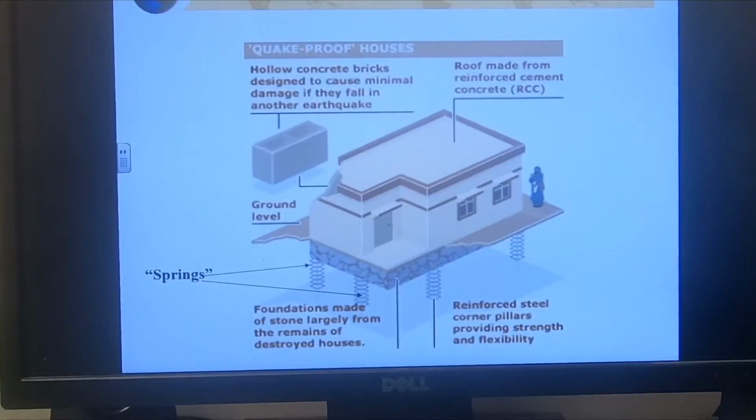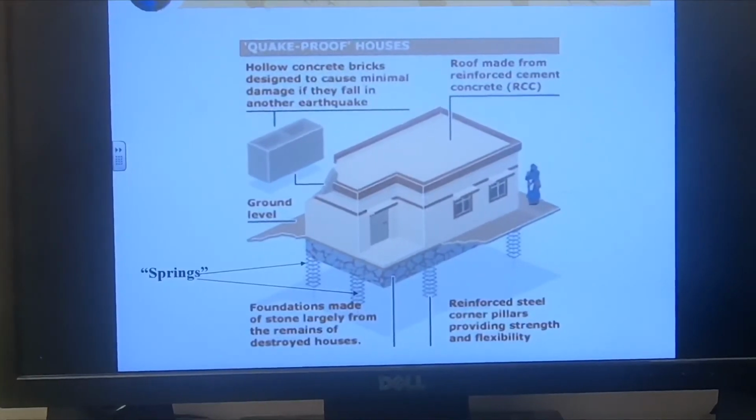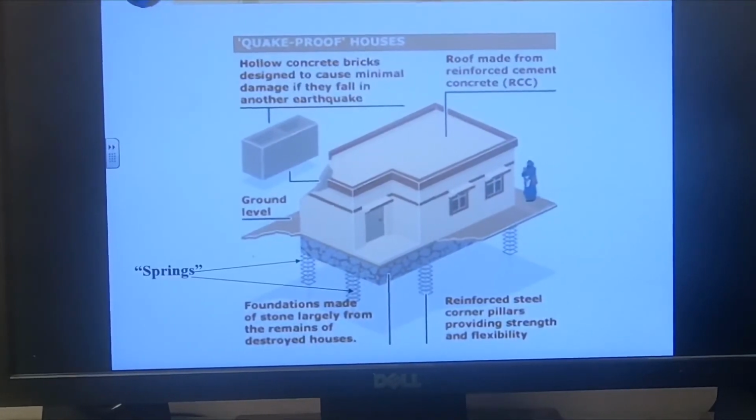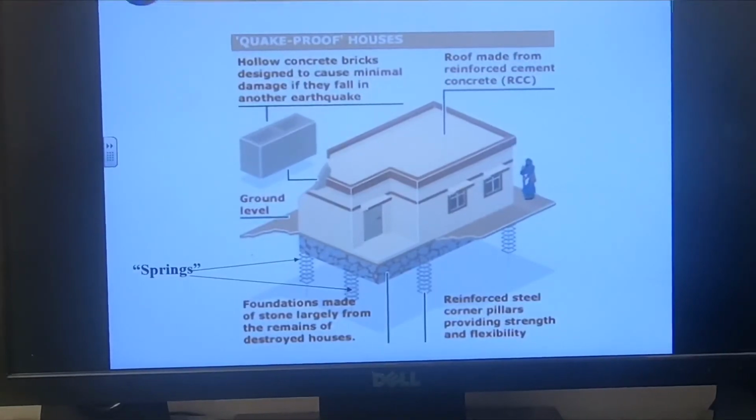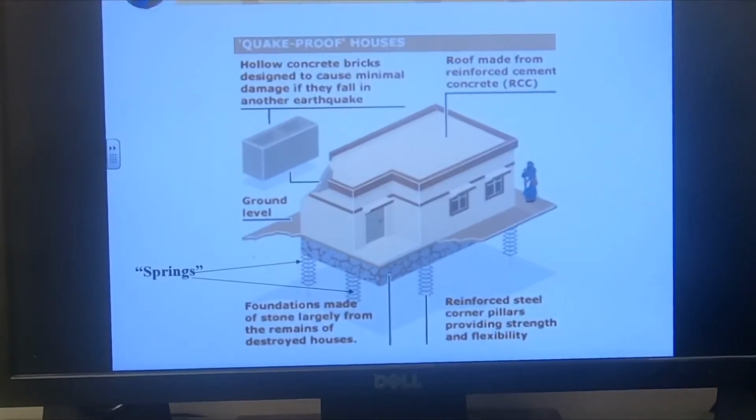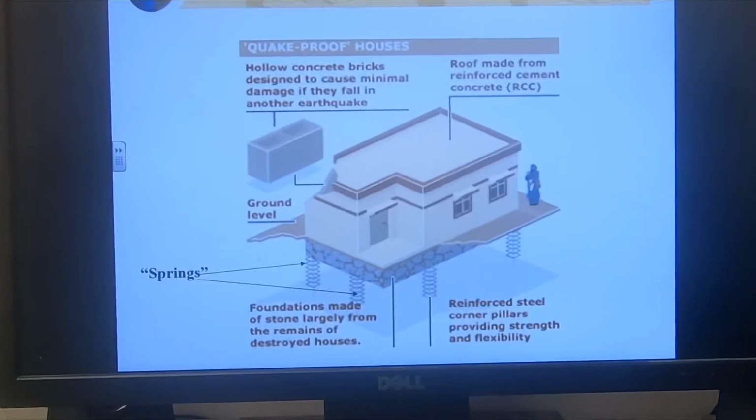So the first thing that a lot of these houses will do is have hollow concrete bricks designed to cause minimal damage if they fall. So while they are concrete on the outside, they're hollow on the inside, which means if they fall, they're going to shatter into lots of pieces and not crush things. The roof's made from reinforced cement, so it's a lot stronger roof, less likely to buckle or break.